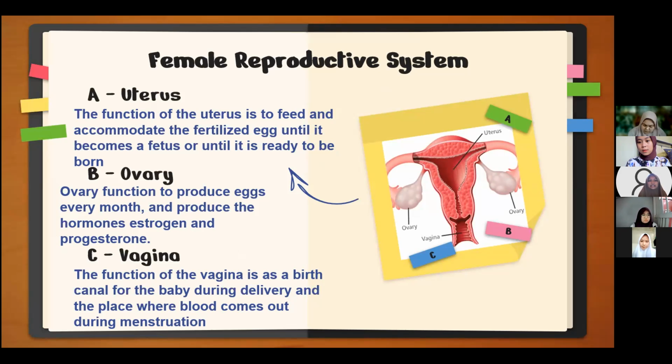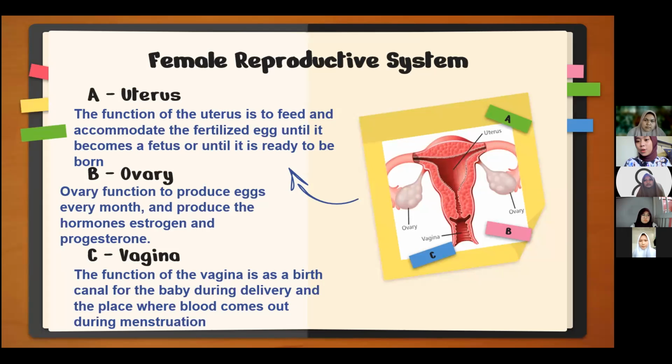Let's open our agenda by reciting Basmalah. Bismillahirrahmanirrahim. Okay, for the second agenda is explain about the female and male reproductive system. The first part is going to be explained by Sister Shelina. Okay, Sister Shelina, time and place is yours.